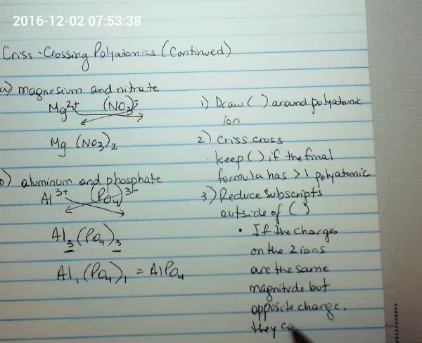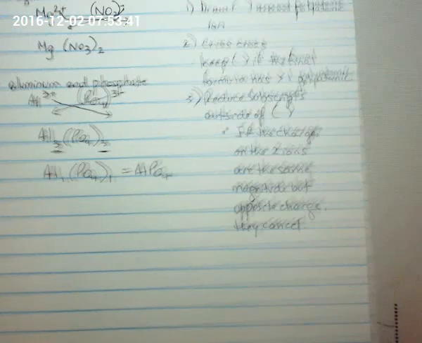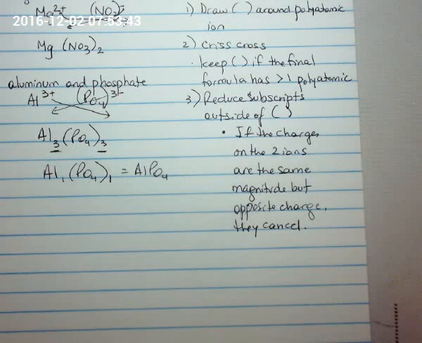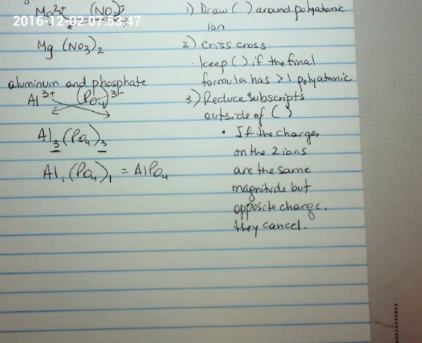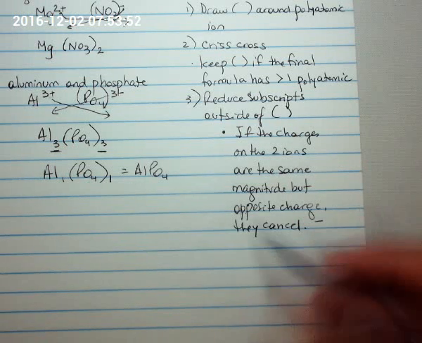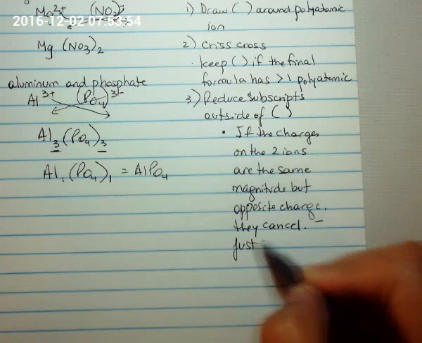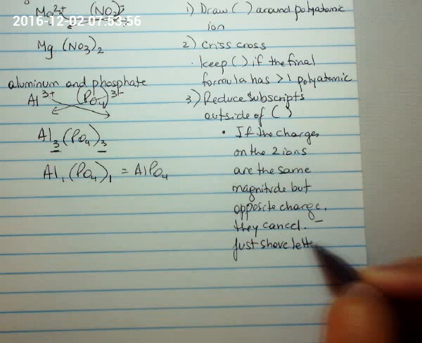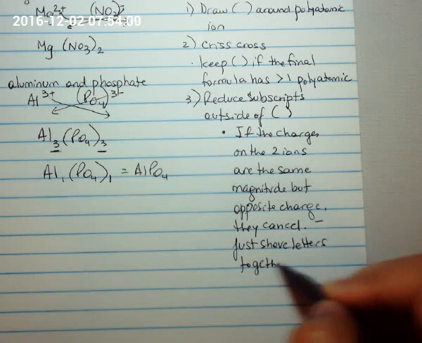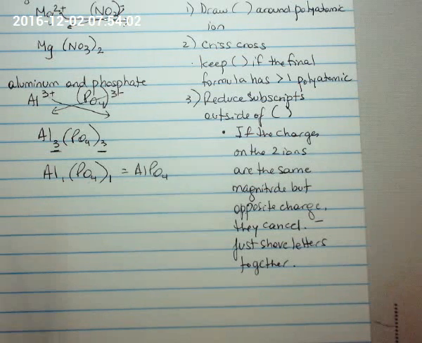They cancel, right? If they're the same magnitude but opposing signs. So if they're the same magnitude, these are both a value of 3 but opposite signs, and they cancel, what do we do to the letters? You just shove the letters together. So that's a shortcut. All right, so just shove the letters together to get the final answer.